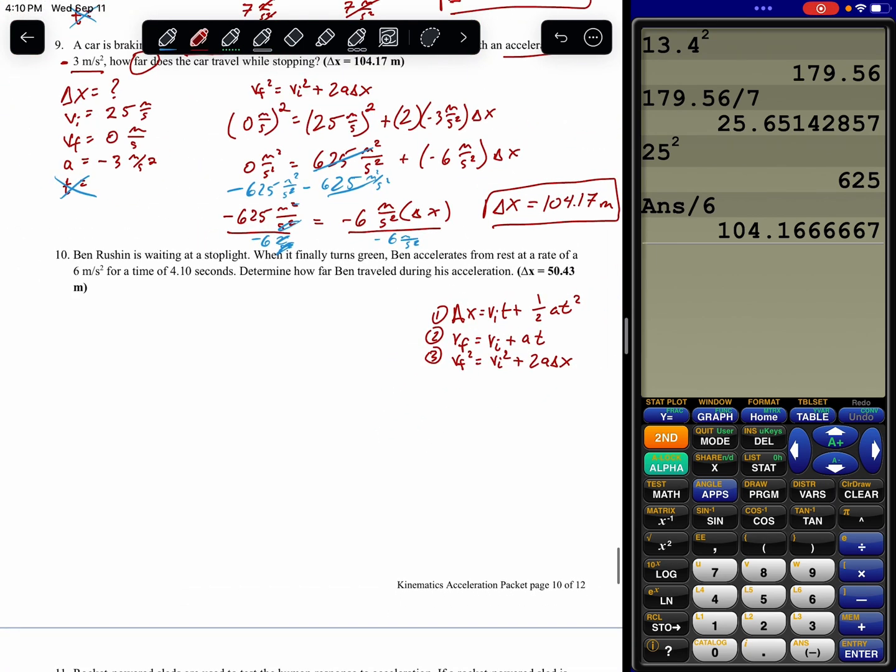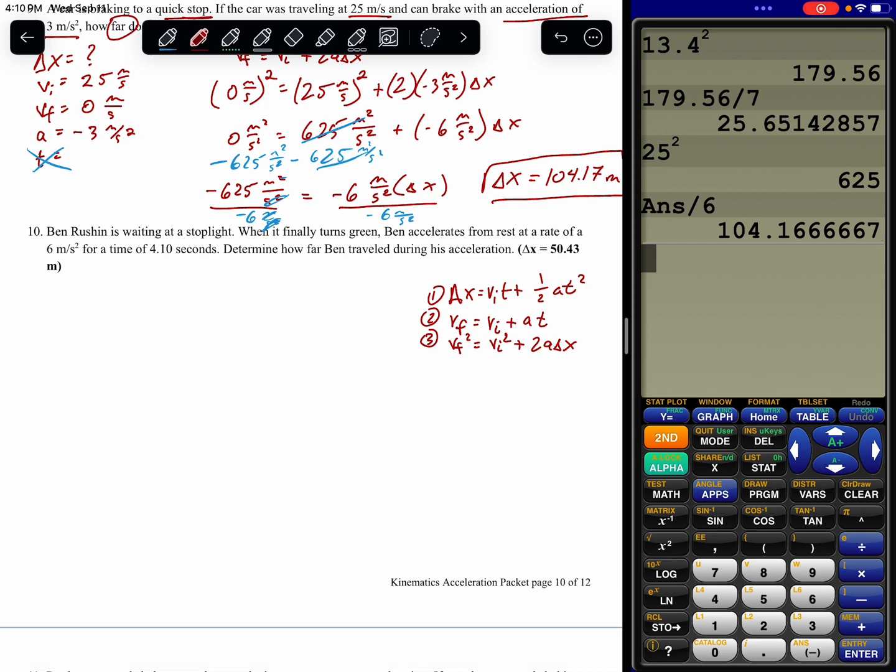Ben Russian, haha, get it, is waiting at a stoplight. When it finally turns green, Ben accelerates from rest at a rate of 6 meters per second squared for a time of 4.10 seconds. Determine how far Ben traveled during this acceleration.